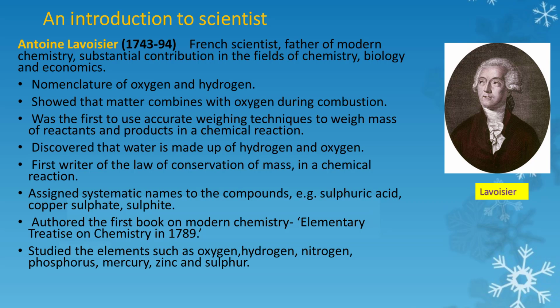He assigned systematic names to compounds like sulfuric acid, copper sulfate, copper sulfite, etc. He authored the first book on modern chemistry, Elementary Treatise on Chemistry, in 1789. He studied elements such as oxygen, hydrogen, nitrogen, phosphorus, mercury, zinc and sulfur.